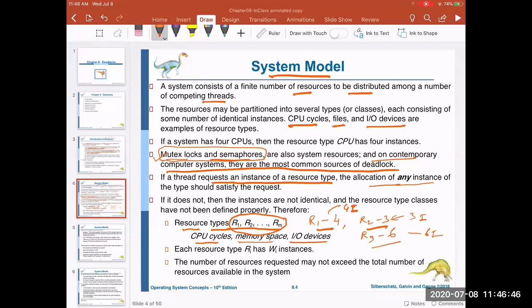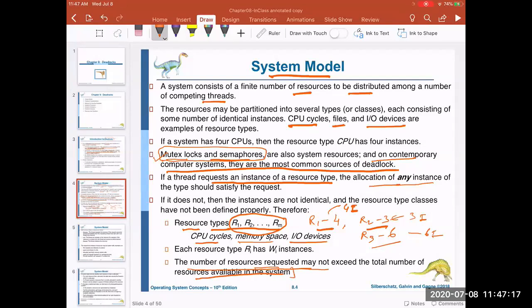So an instance means a copy of that particular resource. If I talk about the CPU, it has 4 cores. So it can allocate any one of the cores to any one thread, and this is what an instance is. Another thing is that the number of resources requested by any thread should not exceed the total number of resources available in the system.